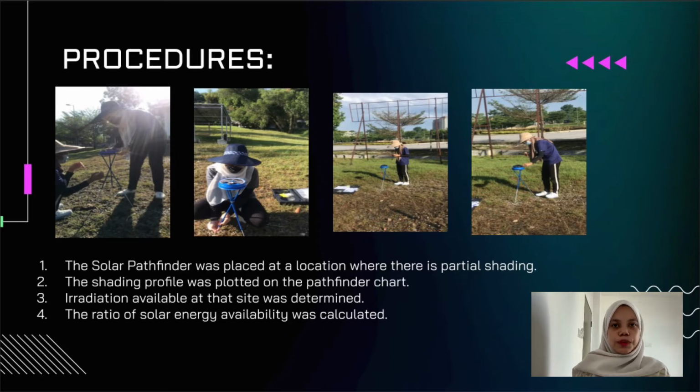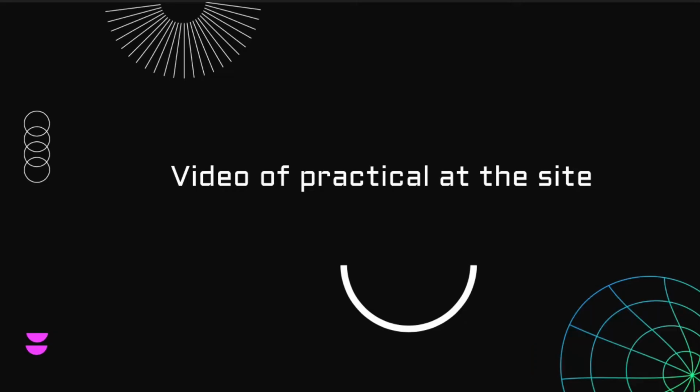Next, we move to the procedure of the experiment. The first one, the solar pathfinder was set up and placed at a location where there is a partial shading. The second one, we must make sure that the bubble on the instrument is placed at the center and the direction of the compass must be right. Next, we will move to the video of the practical.